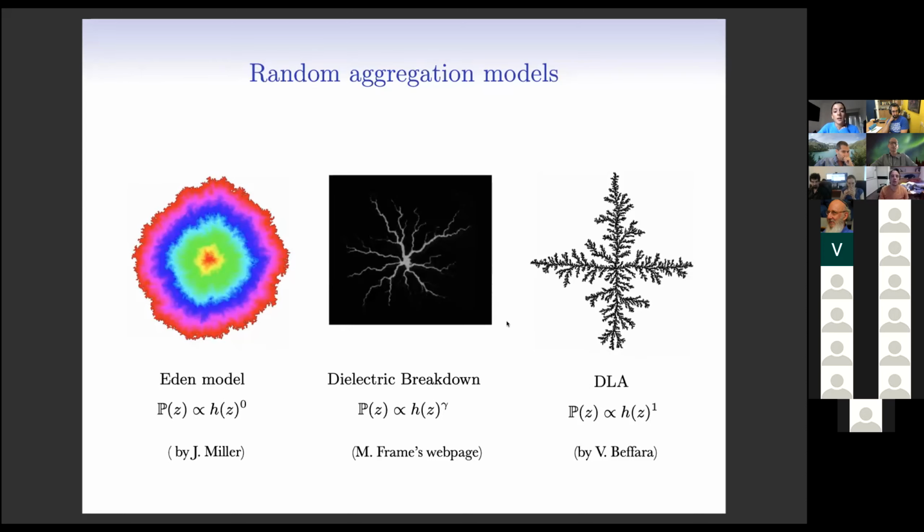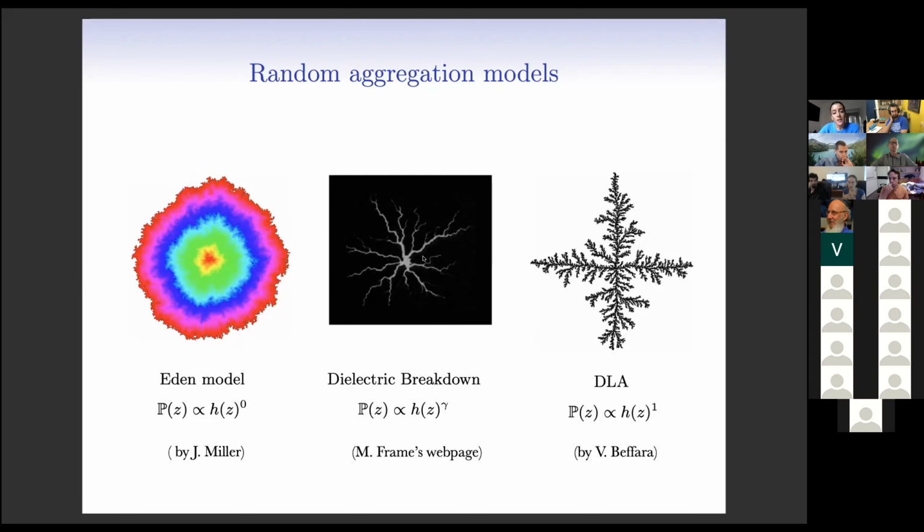Otherwise, we can aggregate according to the harmonic measure on the external boundary of the cluster, which means we take a simple random walk, start very far from the cluster boundary, let it run until it hits the outer boundary of the cluster and aggregate the next particle there. So that's diffusion limited aggregation. It's a famous model, and this simulation is due to Vincent Beffara, diffusion limited aggregation on the two-dimensional lattice.